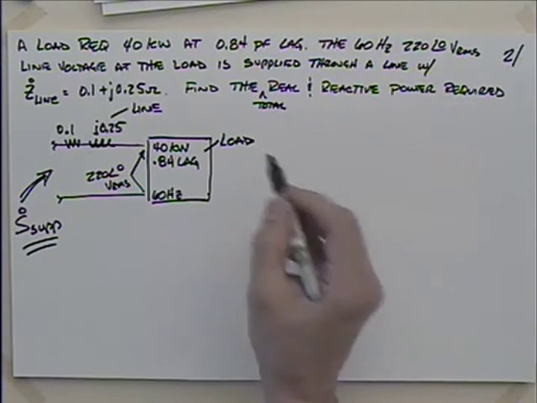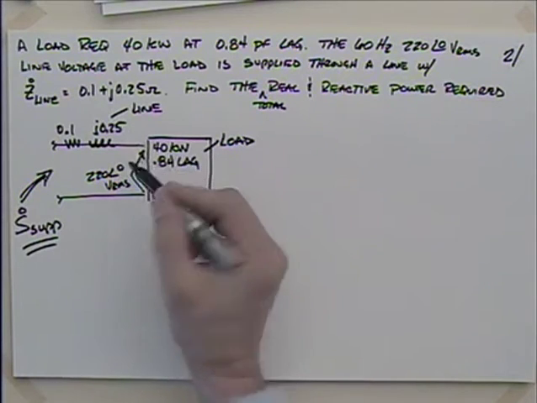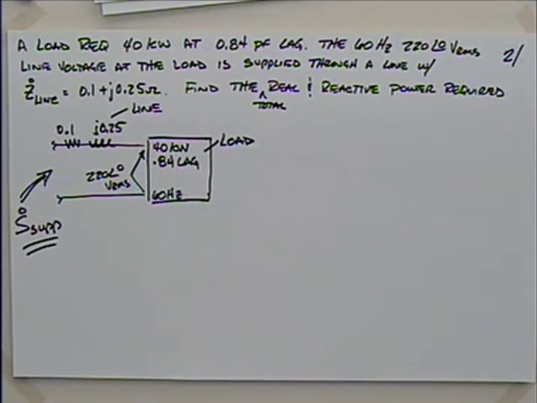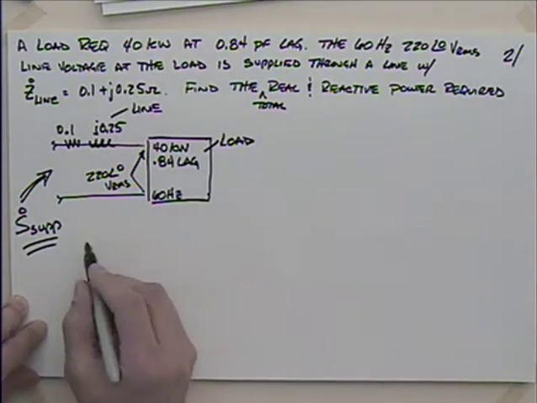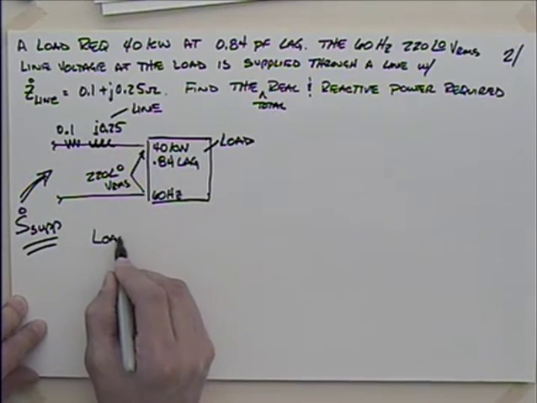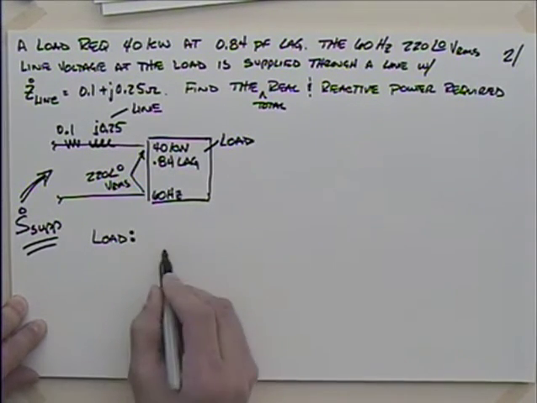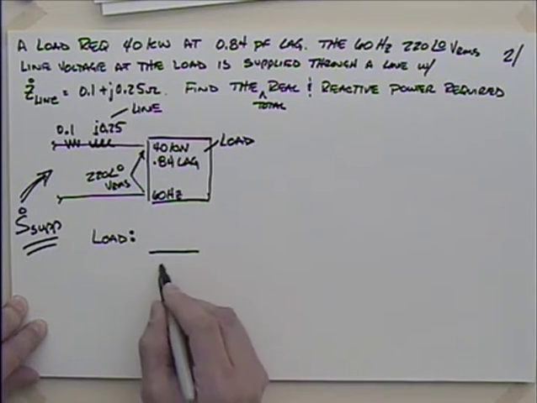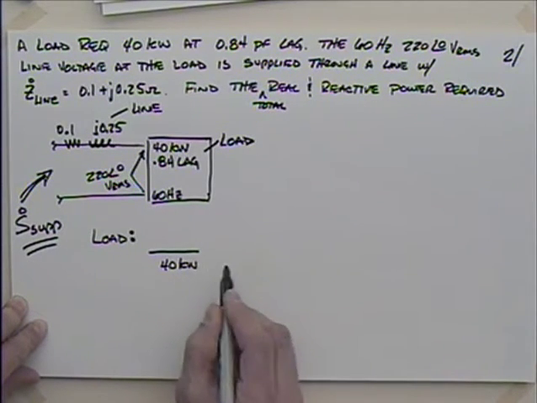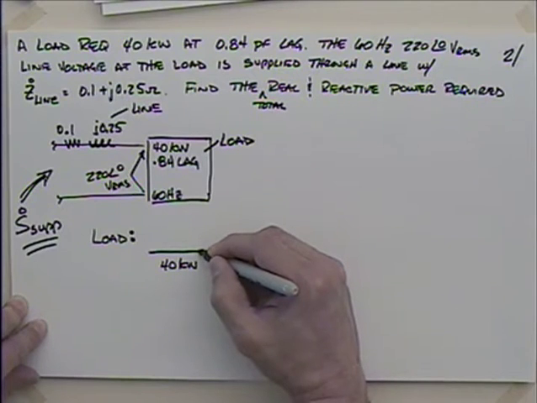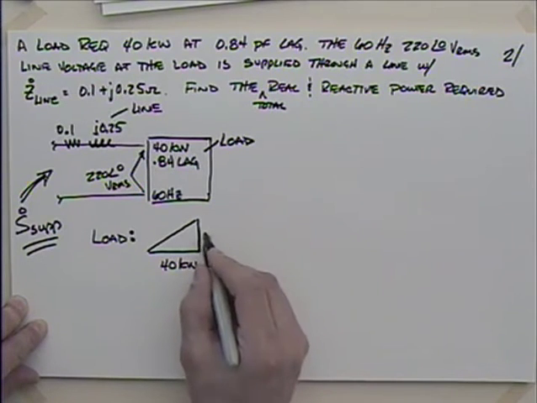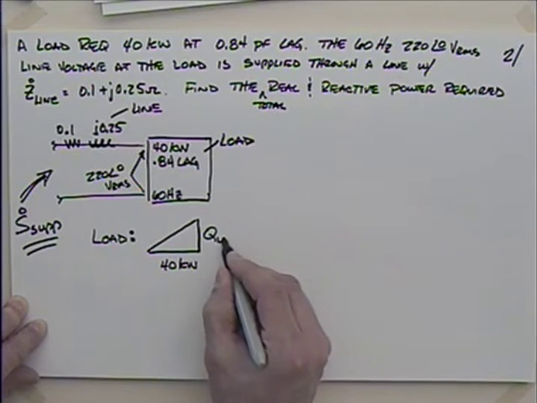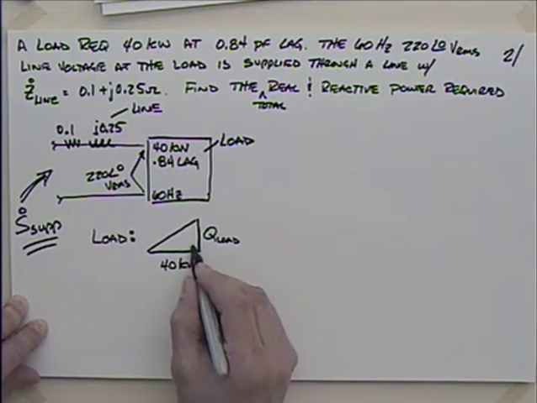If I could come up with both P and Q for the load and P and Q for the line, add them together, and we get P and Q for the source. We'd have S for the source, we'd be done, wouldn't we? So for the load, I have 40 kilowatts here, and if it's lagging, I know that it's inductive, so I'll draw my power triangle something like this. There's Q for the load. That's going to be a right angle.